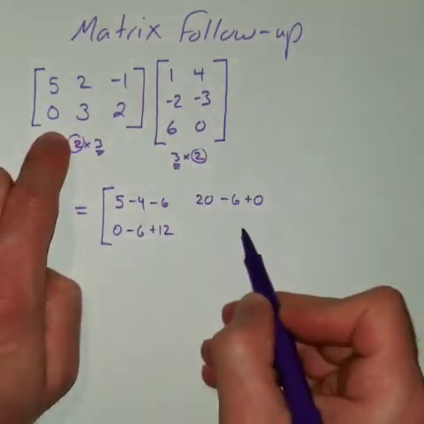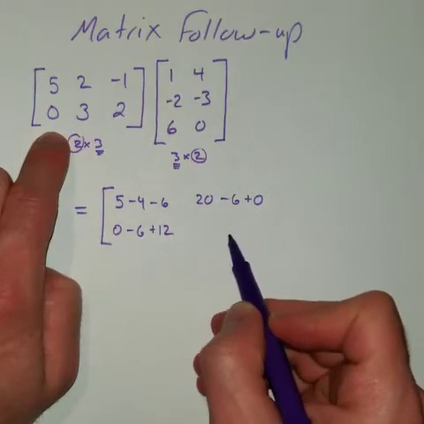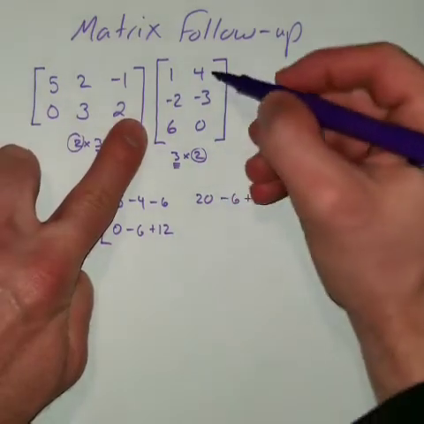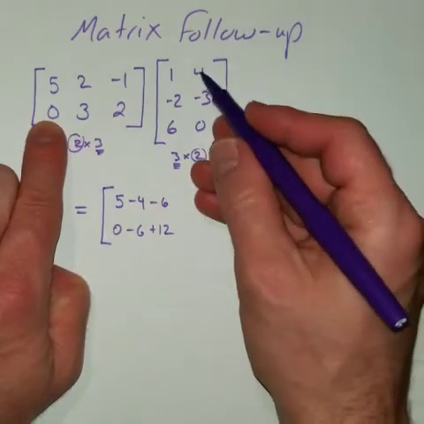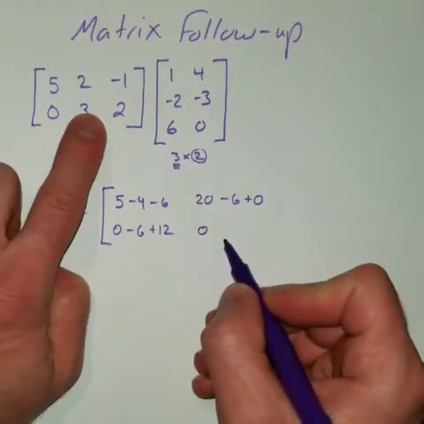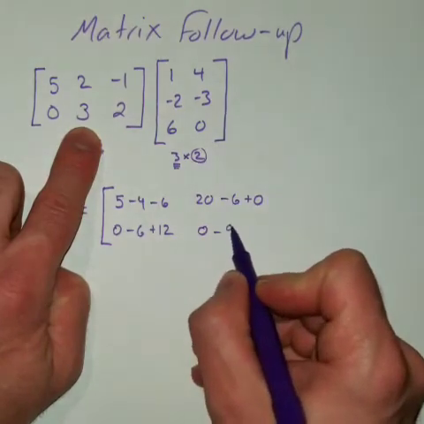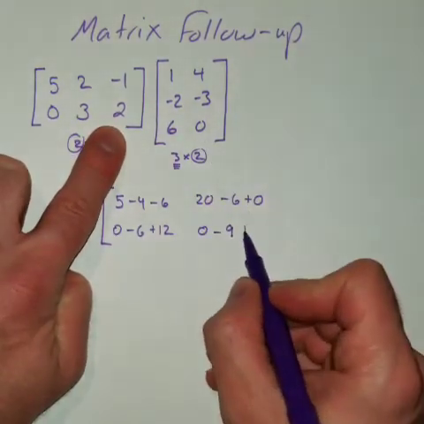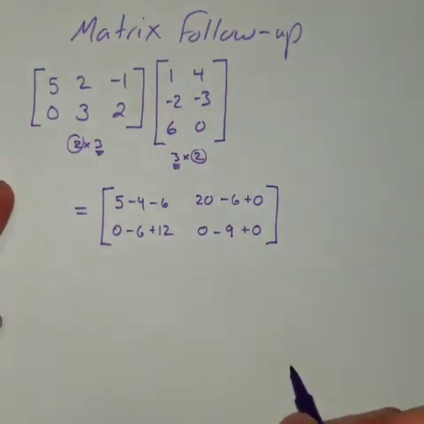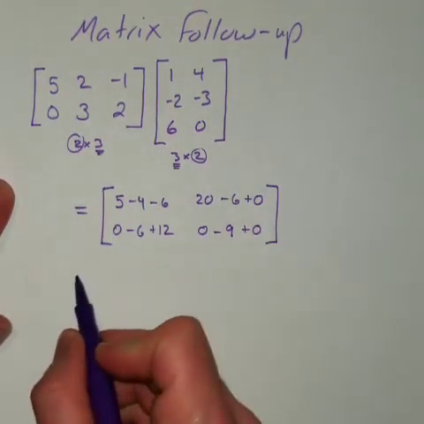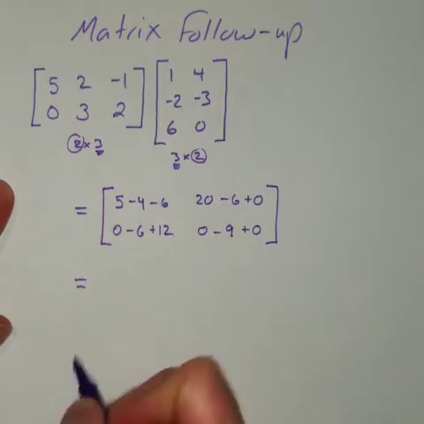And then to get the second row, second column entry, we need to take the second row and the second column. Alright, so we're going to do 0 times 4 is 0. 3 times negative 3 is negative 9. 2 times 0 is 0. And then we're going to just simplify all that, add them together.